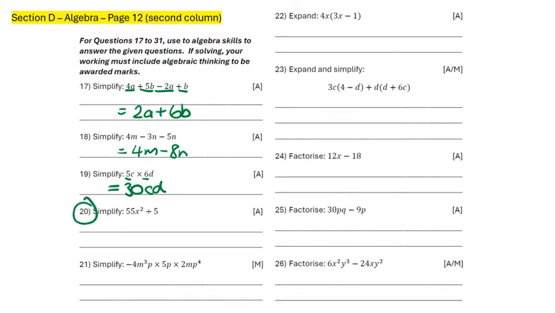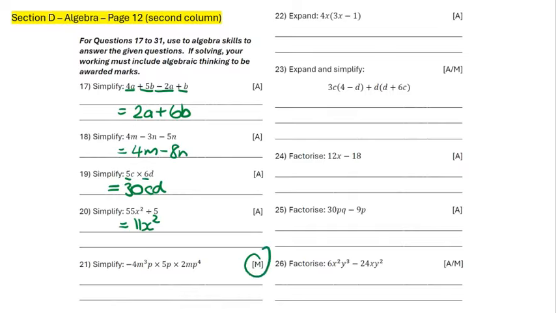So down to question 20, we've got some division happening over here. So we've got 55x squared divided by 5. So the letters are easy to deal with, right? There's only x squared, no other x's, we can't do anything with it. But we can do 55 divided by 5, which is 11. So this here will be 11x squared.